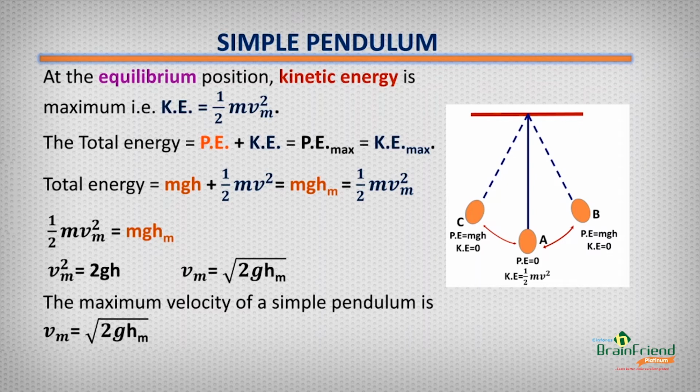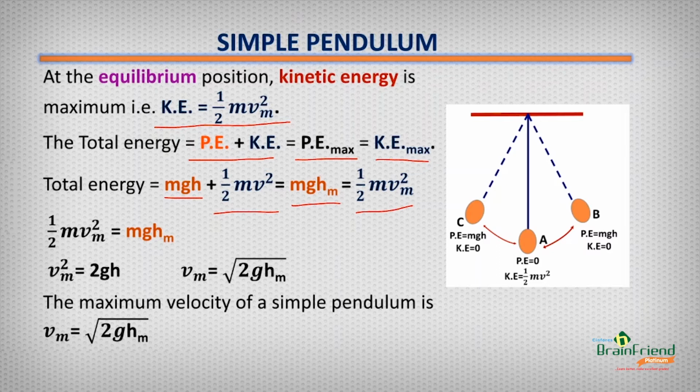Also, as we have seen earlier, at the equilibrium position, kinetic energy is maximum, which implies kinetic energy KE is equal to half m v_m squared, where v_m represents the maximum velocity. Now the total energy, which is given by PE plus KE, equal to maximum potential energy, equal to maximum kinetic energy, can also be written as total energy equal to mgh for potential energy and half mv squared for kinetic energy, mgh_m for maximum potential energy, and half m v_m squared for maximum kinetic energy.